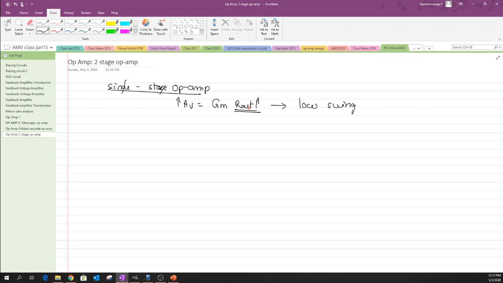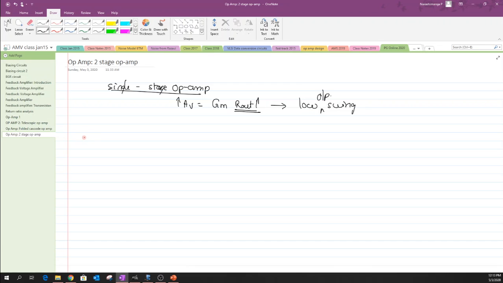Now this two-stage op-amp is something which would try to increase the gain without compromising the output swing. So now let us see how it accomplishes both high gain as well as high output swing when we go for a two-stage op-amp.